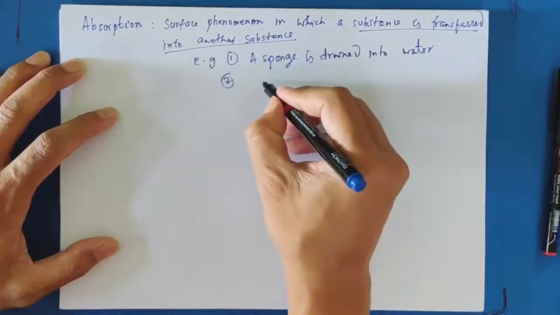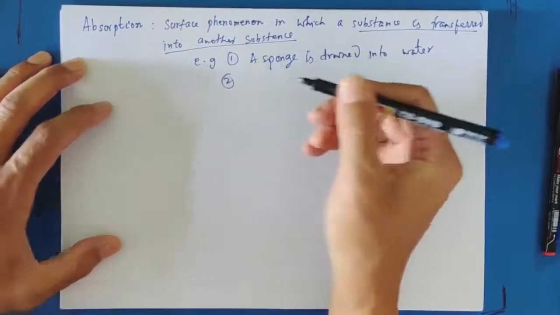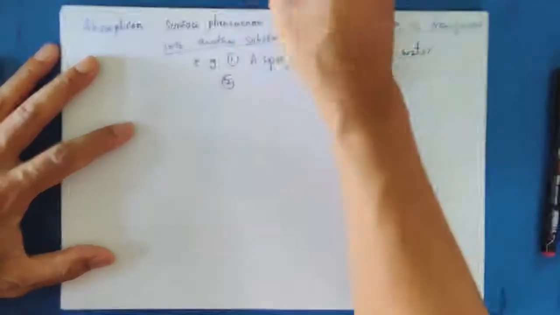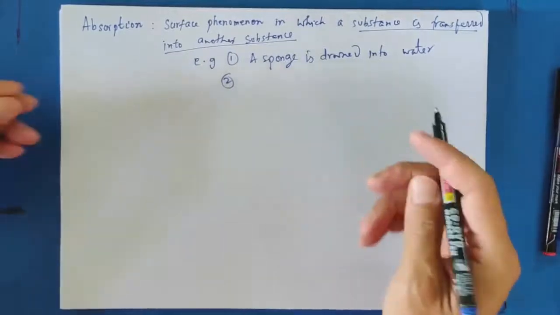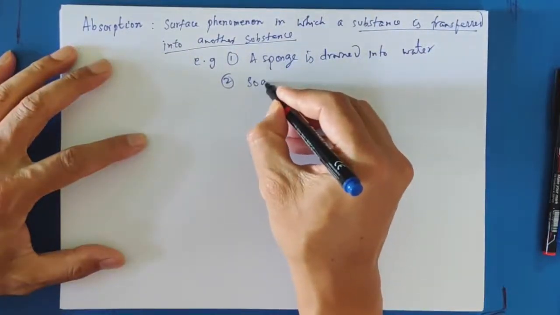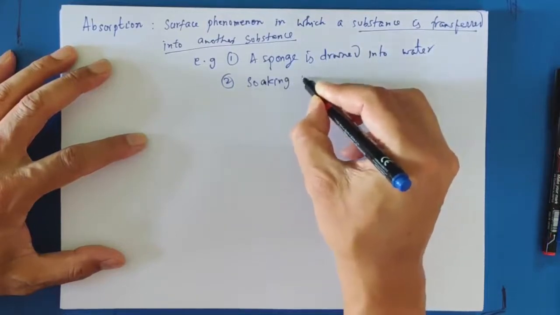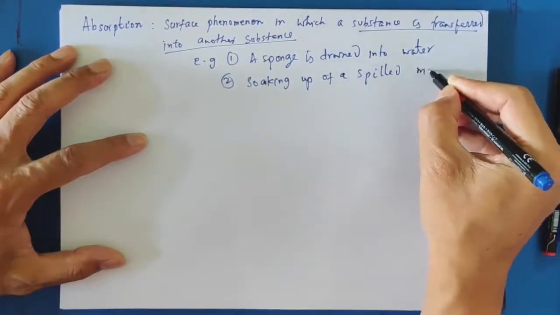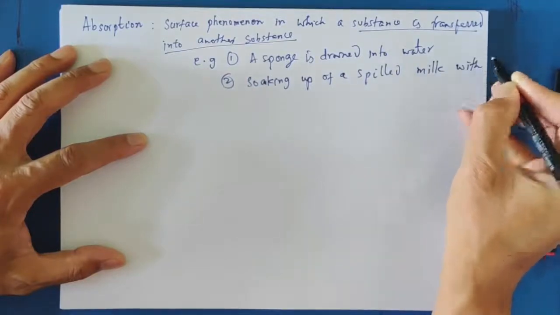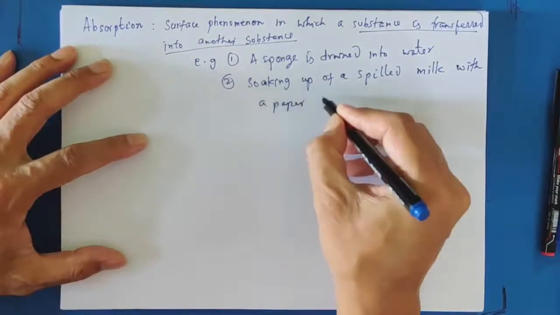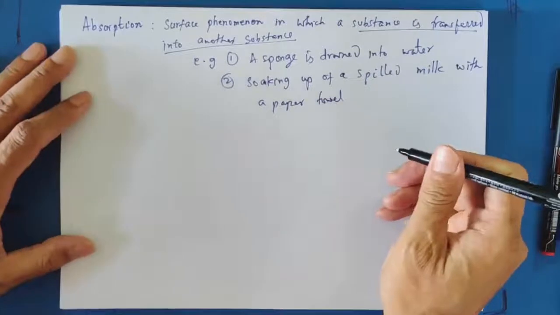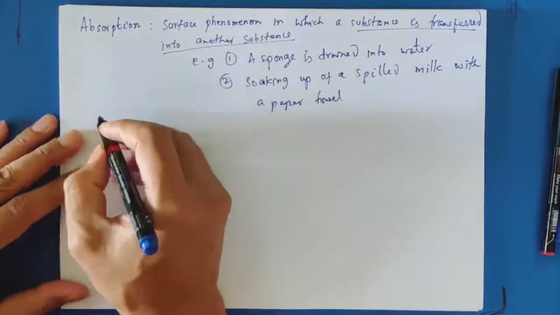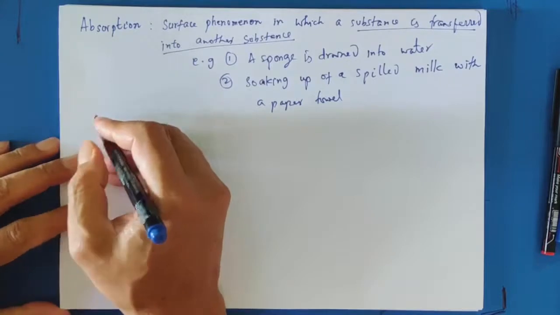Another example: suppose a bottle of milk spills on the table, and you take a paper towel and soak it up. The milk is drawn into the paper towel. So it's called soaking up of spilled milk with a paper towel: absorption. This is the absorption we study in the chapter on surface chemistry.